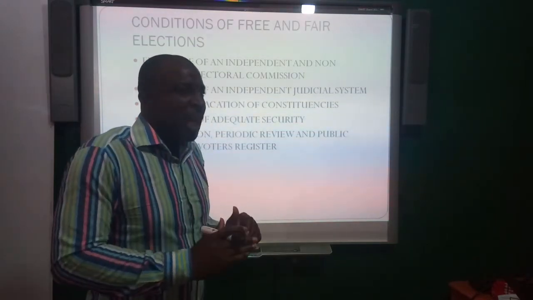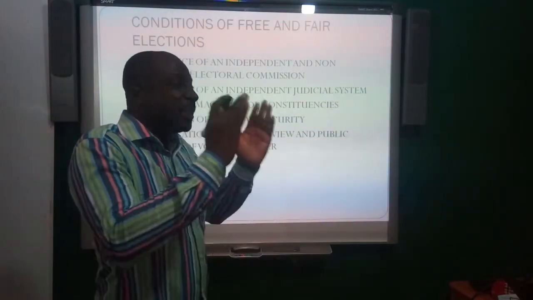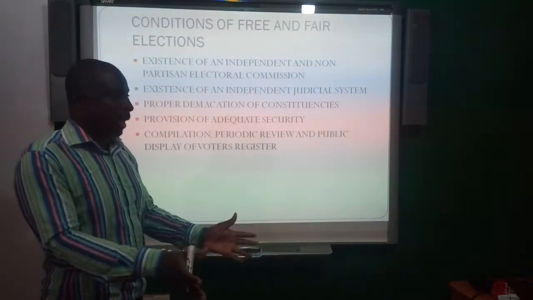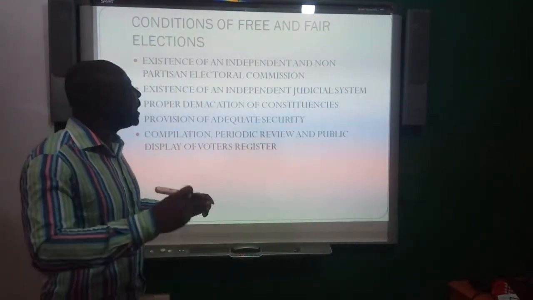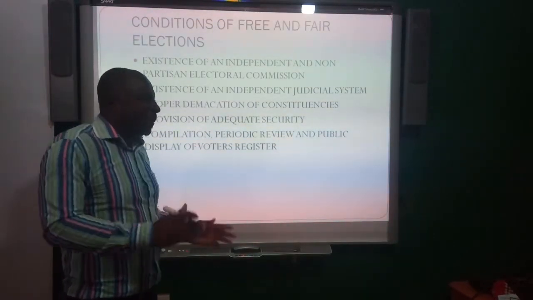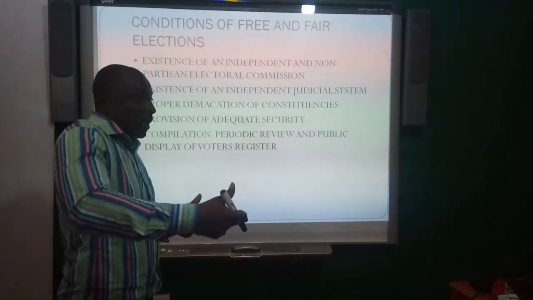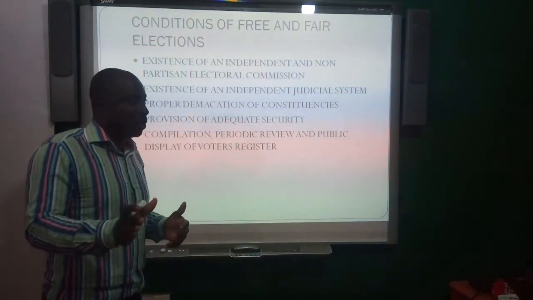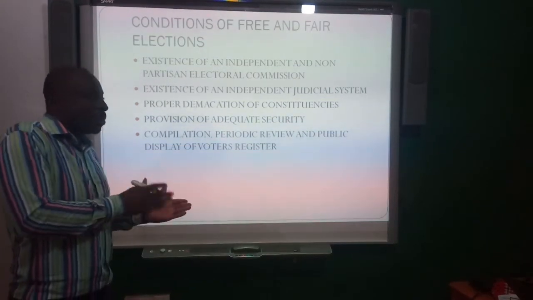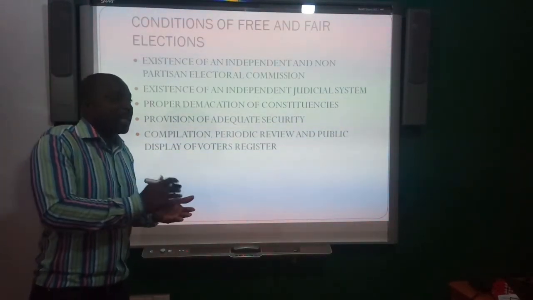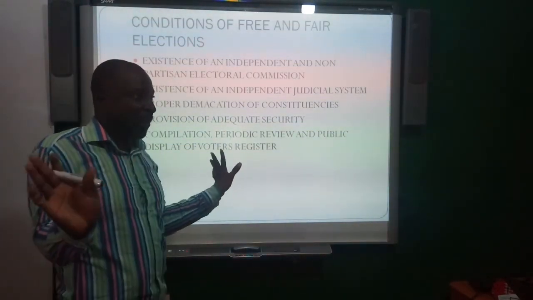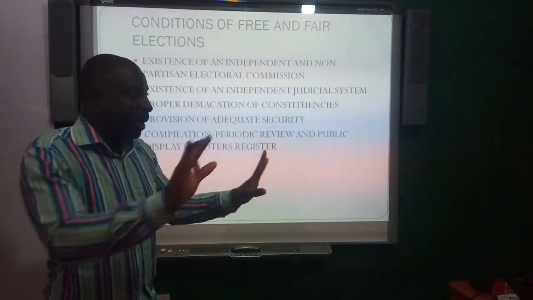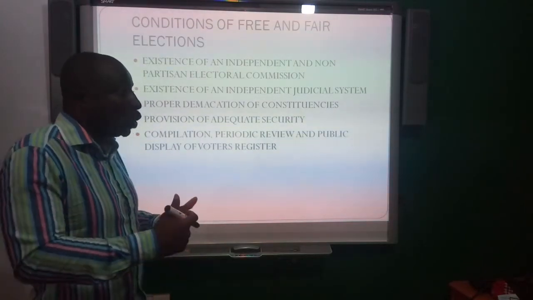The electoral commissioner should be given the free will to decide what he wants to do without being influenced by anyone. Any country where the electoral commission is not independent and is influenced by any arm of government can't have credible election. So in order to have credible election, we are saying the electoral commissioner should be independent. Being independent means you are free to take your own decision without any external control. And they should be non-partisan.